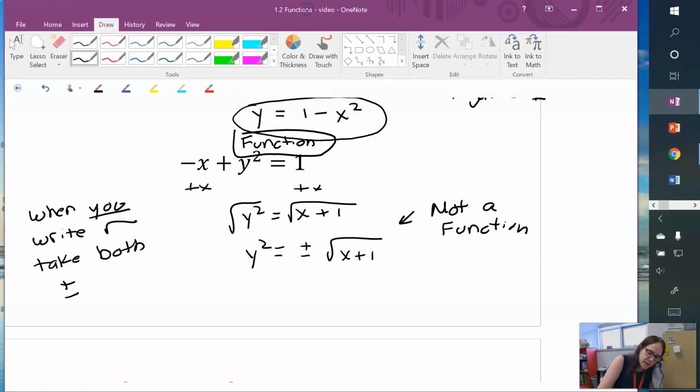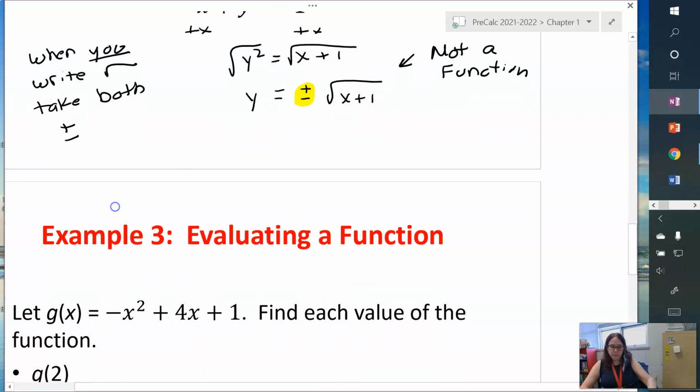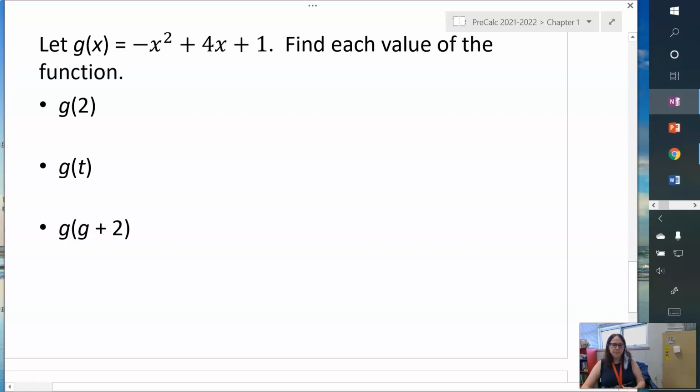And the reason it's not a function is this plus or minus right there. If I'd been able to take just one of those, then when I square root my y, I get just one answer. Oh, and look at this. I think I have a little notation mistake there. That's a y equals. So do you see how with a y equals plus or minus x plus 1, whatever I put in for x, I'm going to get two numbers out. So not a function.